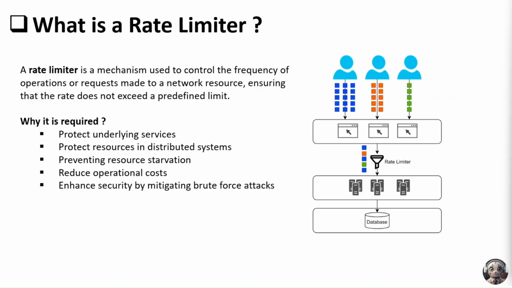Now let's look at the definition of rate limiter. A rate limiter is a mechanism used to control the frequency of operations or requests made to a network resource, ensuring that the rate does not exceed a predefined limit.